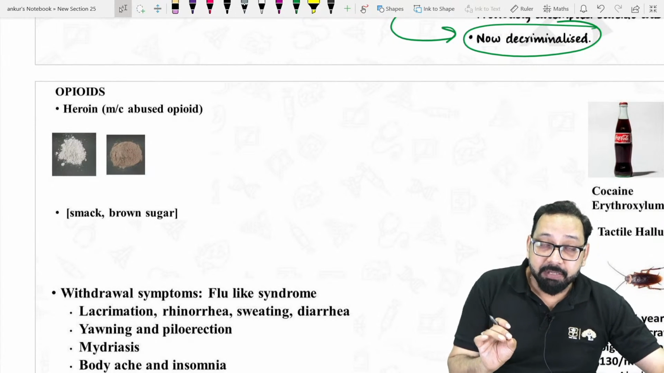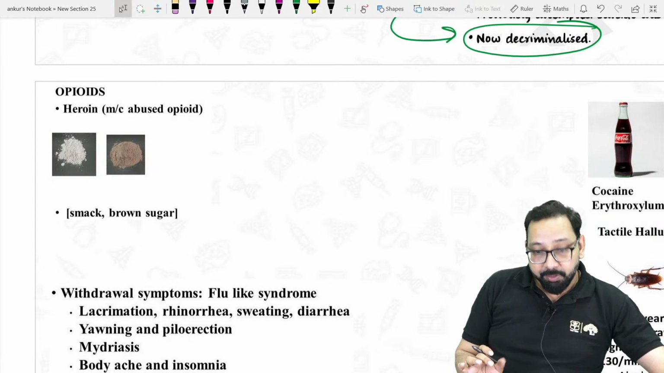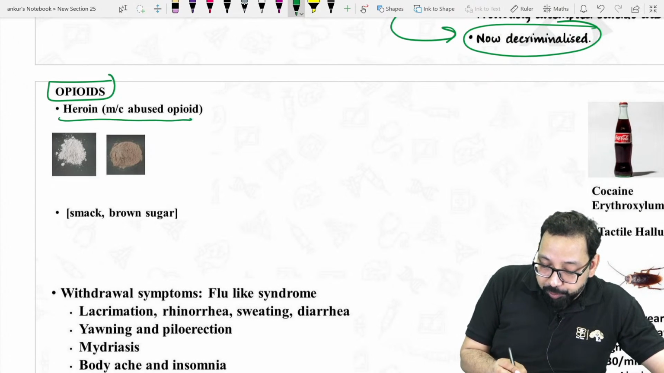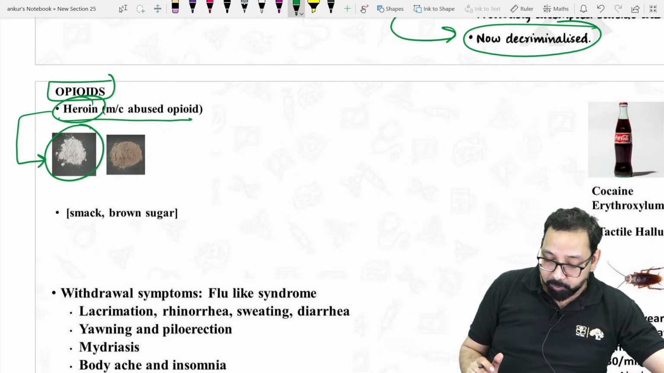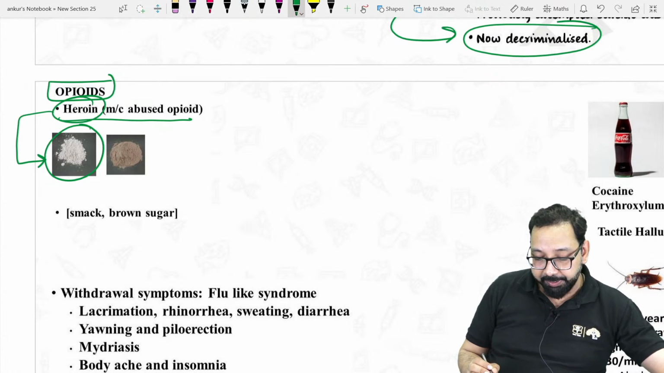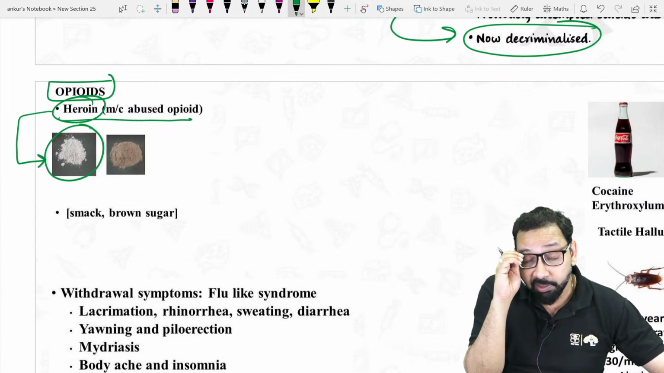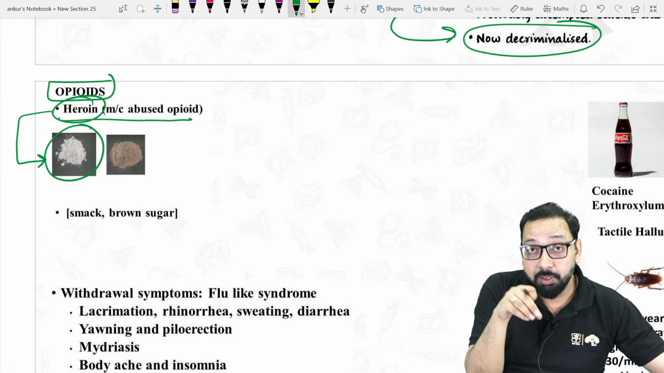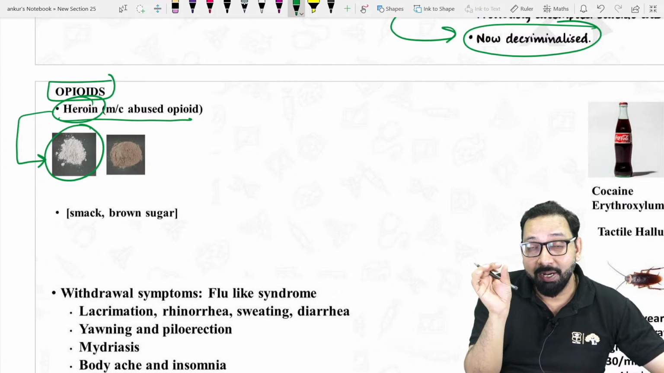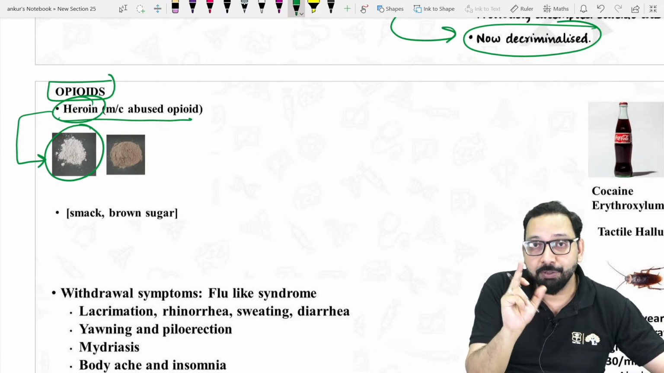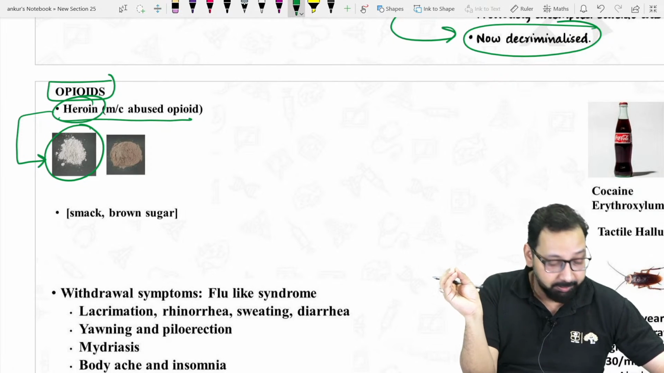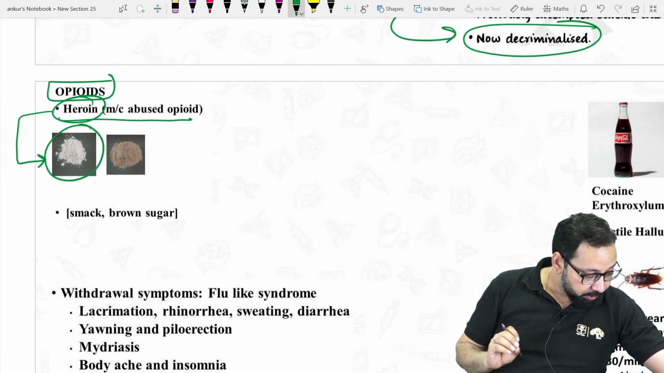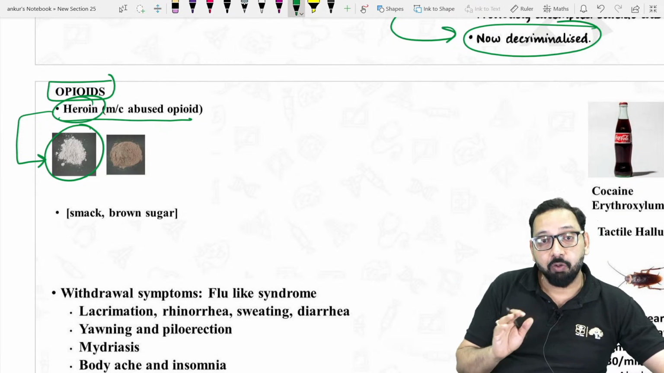Opioid, every time a favorite question of MCI. Opioid, most common opioid used is heroin. Heroin, you know, is white in color. If you want to adulterate heroin, you can add chalk powder, you can add talcum powder, you can add charcoal powder. This question was asked: which compound can't be used to adulterate heroin? That is charcoal powder.